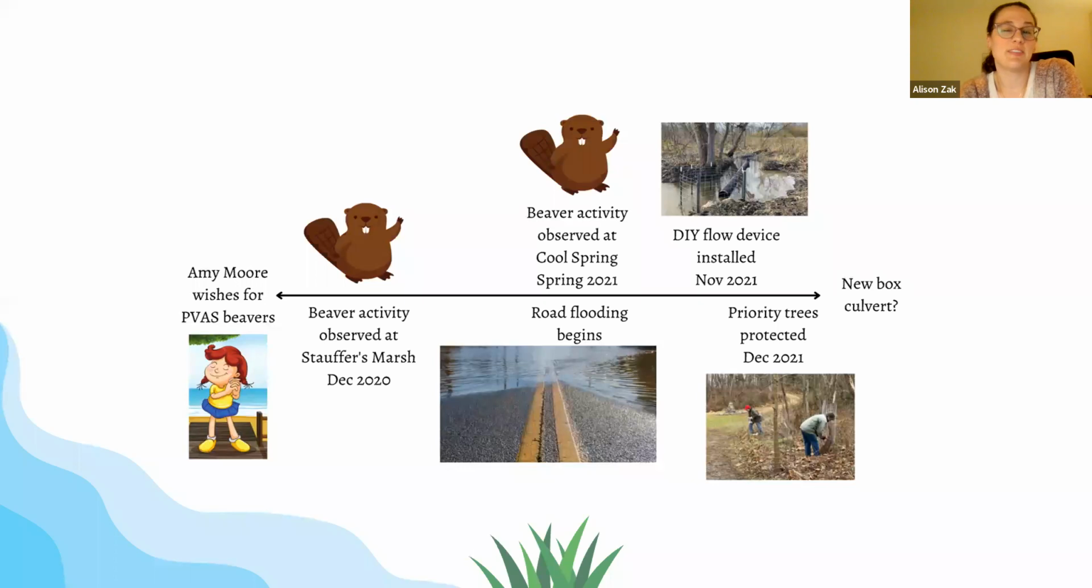Maybe there's discussions of a new box culvert getting installed, some changes to the road. Those things are also in the works because some of these solutions are not always super long-term, but right now the flow device is keeping the water off the road, keeping everyone driving by on Lloyd Road safe. And so everything that's in place is working for now.